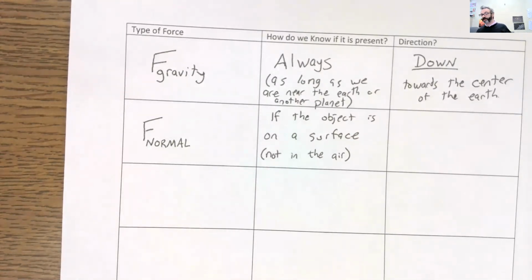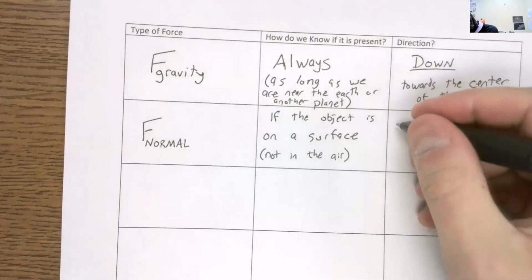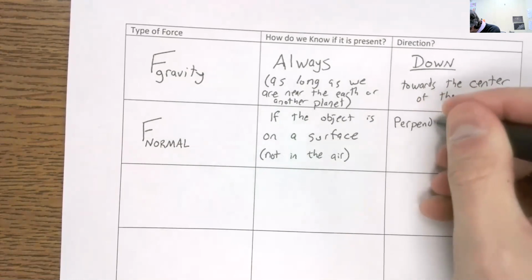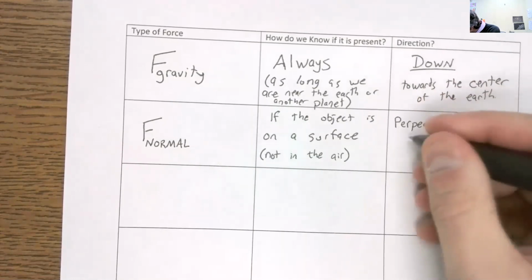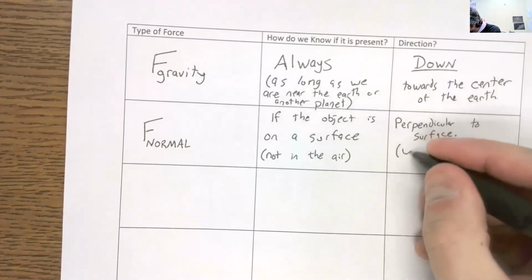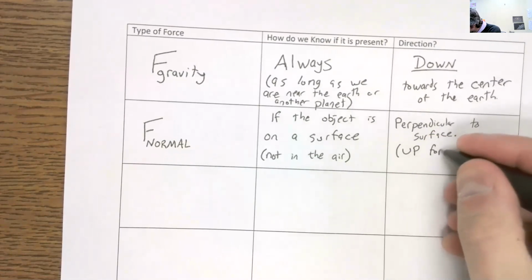So if the object is not on a surface, then you wouldn't put the normal force arrow on it. But if it is on a surface, you do need the normal force. And what direction would we draw the normal force arrow? Upwards? It's usually going to be upwards. If you're on a flat surface, then the normal force is going to be upwards. But if you're on a slant, it's a little different. It's actually perpendicular to the surface, which is normally going to be up. I'll put upwards for a flat surface.